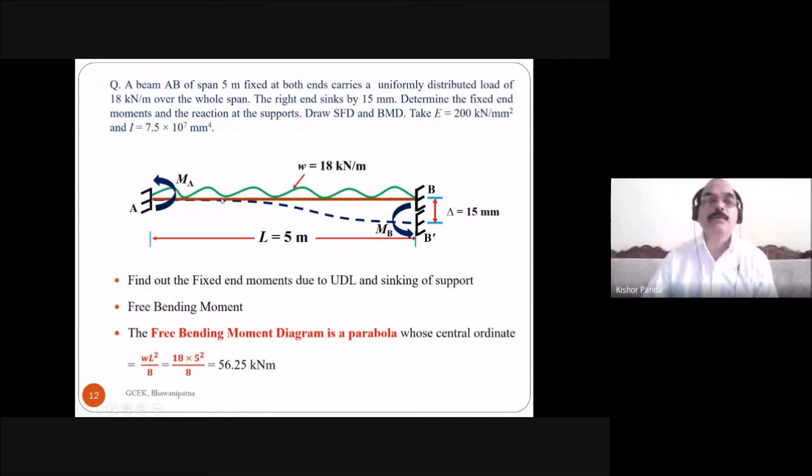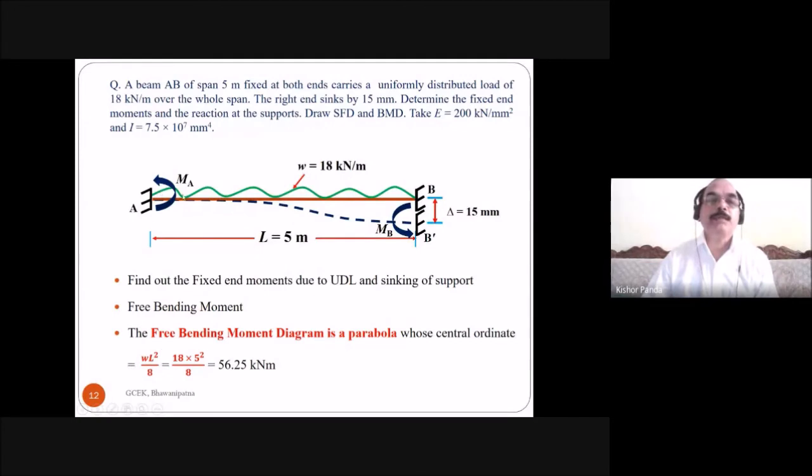What are the steps? You have to take a simply supported condition, and you have to find out the free BMD or simply supported BMD, and you have to find out the bending moment, the maximum ordinate of the free BMD.